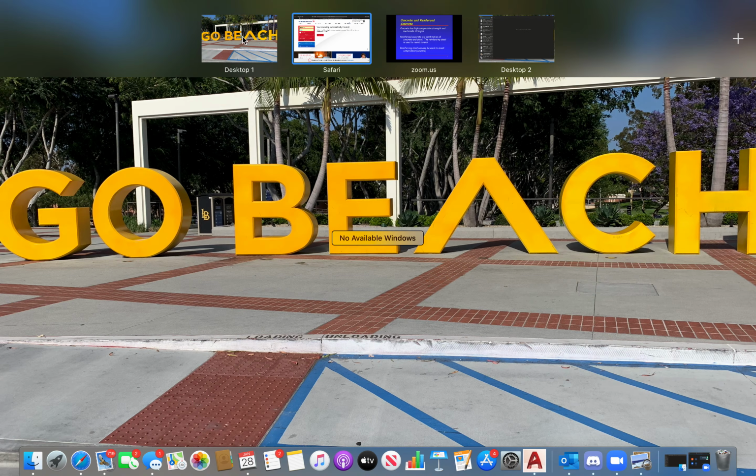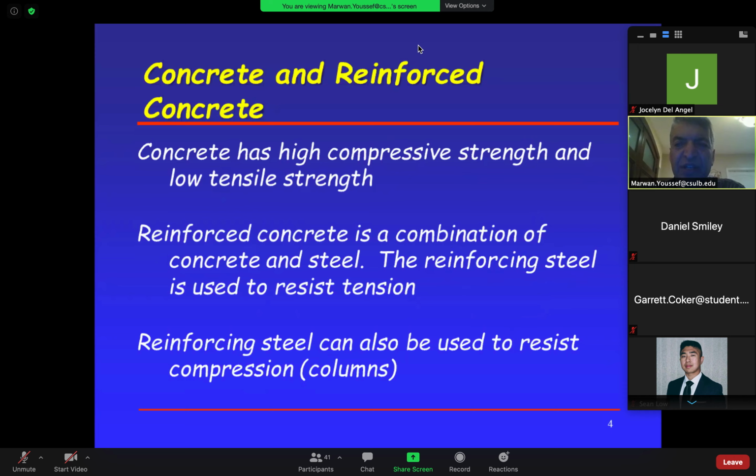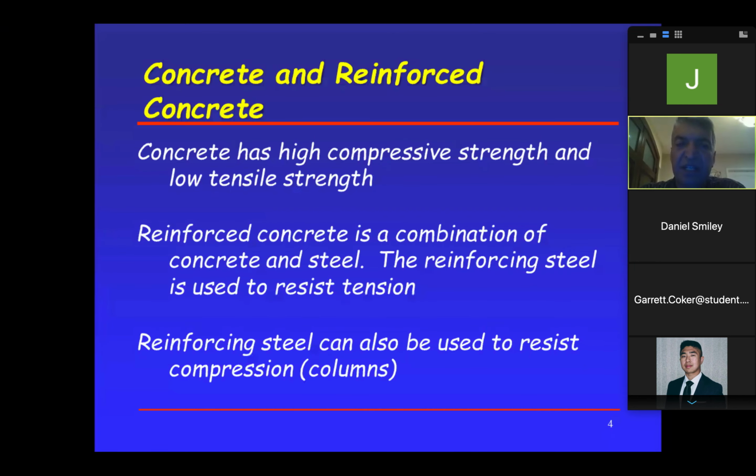Okay, concrete has high compressive strength and low tensile strength. I'm going to repeat this sentence probably 100,000 times this class. Okay, very important. This is what concrete is all about. It's very strong in compression, but very weak in tension. Let's take a 1-inch diameter rod made out of concrete. If you try to compress that, you're going to find it very strong. But try to attach it to a machine and pull on it in tension. It's going to break right away.